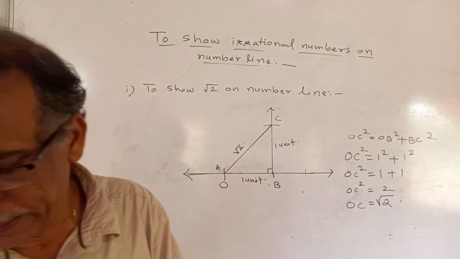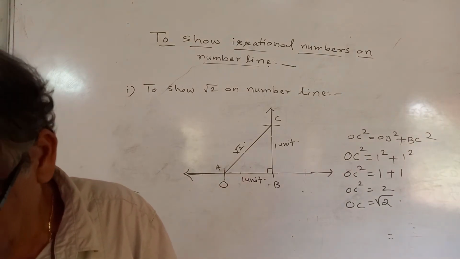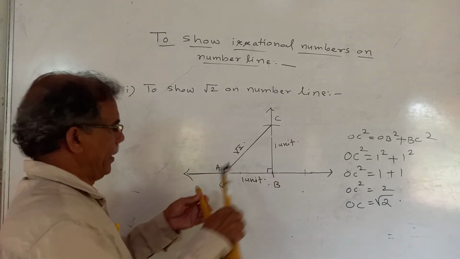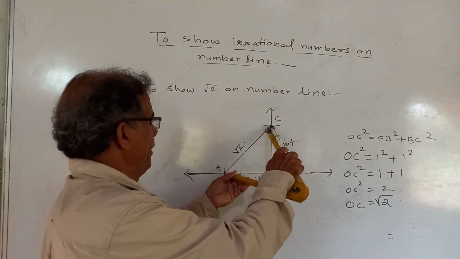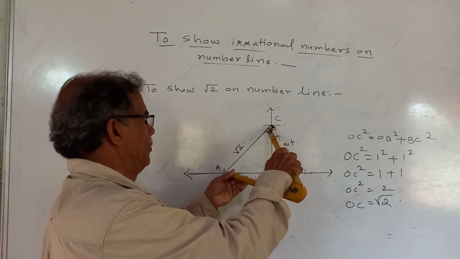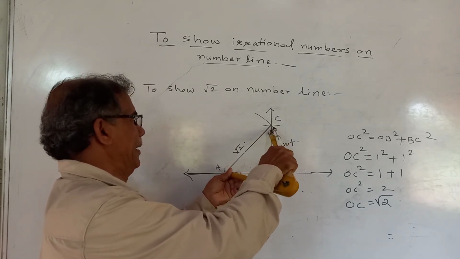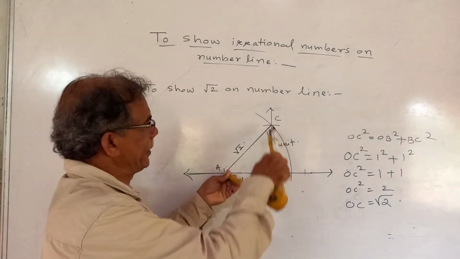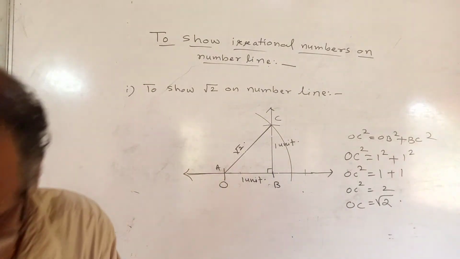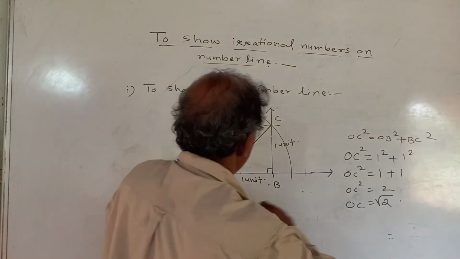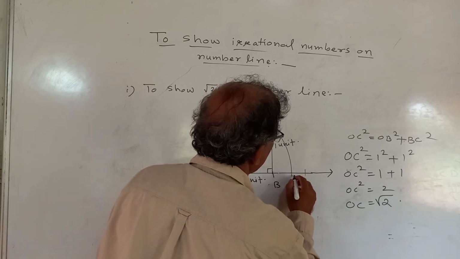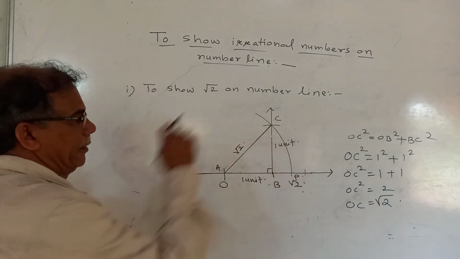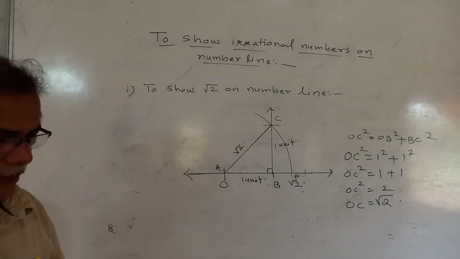Isn't it? Now what you have to do? With center A and radius AC, you draw an arc which will intersect your line at a particular point. So if this is root 2, this is also root 2 because it is the same radius, isn't it? So this point, if you write it here as P, represents root 2 from 0. Here, root 2. Okay, so this is how.